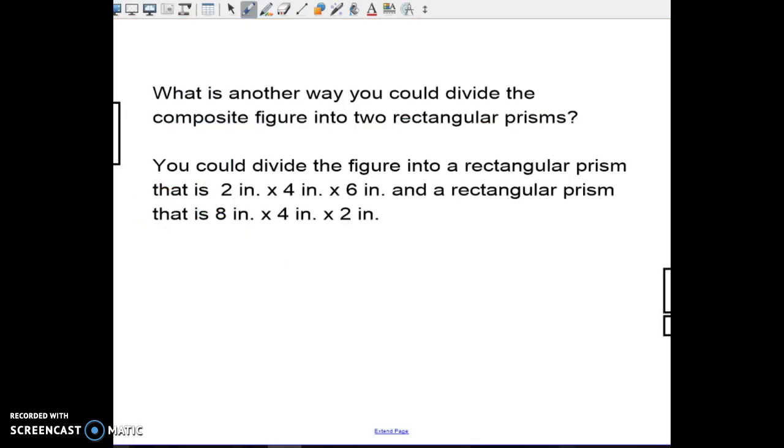You could divide the figure into a rectangular prism that is 2 inches by 4 inches by 6 inches, and a rectangular prism that is 8 inches by 4 inches by 2 inches. So sometimes you just have to look at them and decide which is going to be easier for me to solve.